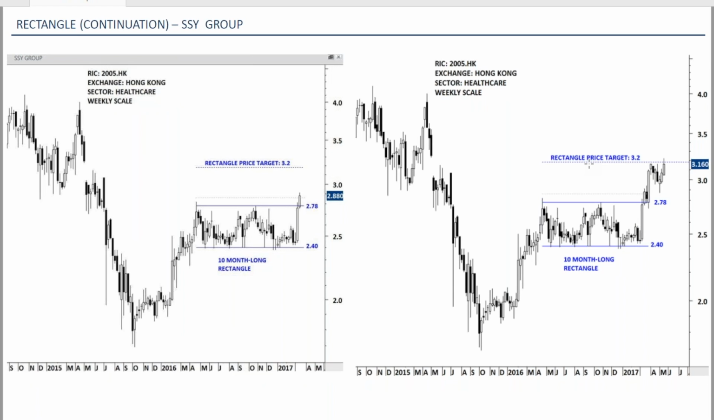Another chart is from Hong Kong. As you can see, we have different charts from different countries and different regions. This is Hong Kong, a rectangle continuation on SSY group. So the stock formed a 10-month long rectangle with, again, a well-defined horizontal boundary and a perfect trading range. The breakout took place here. The rectangle chart pattern price target was around 3.2. And again, it took a couple of weeks for the stock to reach its chart pattern price target. Even though it pulled back, it eventually reached its chart pattern price target.